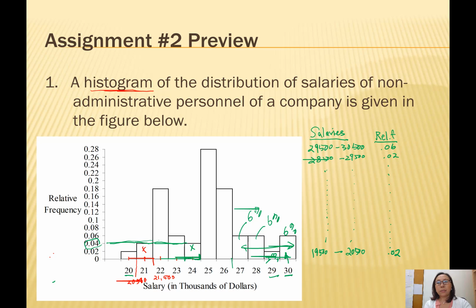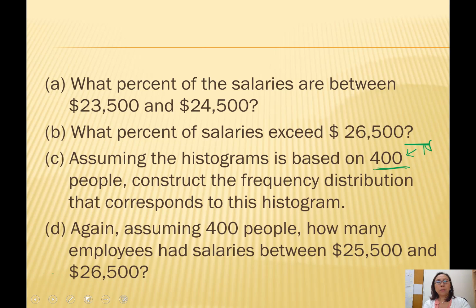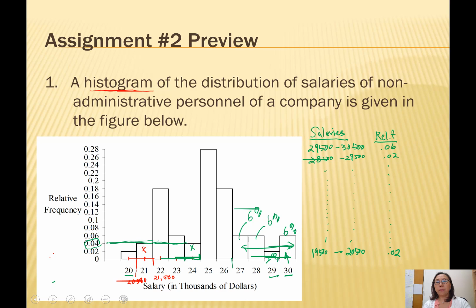But the question is asking how many people. Assuming the histogram is based on 400 people, construct a frequency distribution that corresponds to this histogram. So we want to figure out, based on this, how many people would fall under each interval if you had a total of 400 people. So we're going to calculate the frequencies. The frequencies all have to add up to n of 400, because that's what's given.